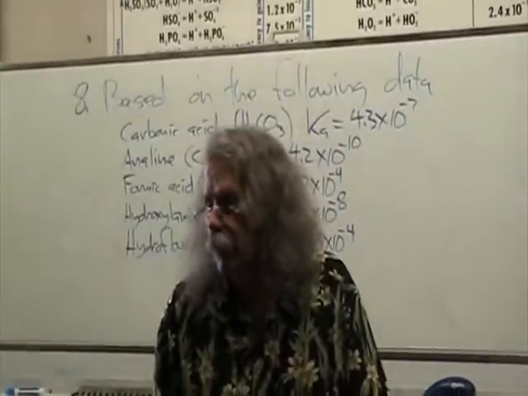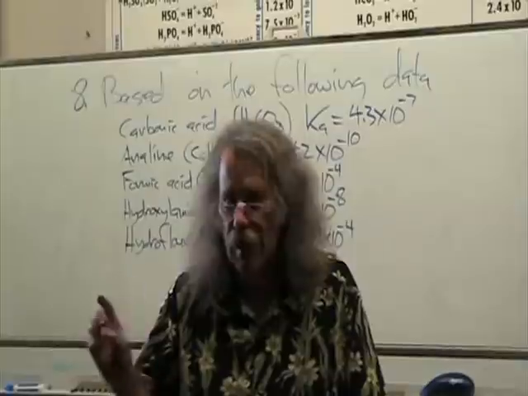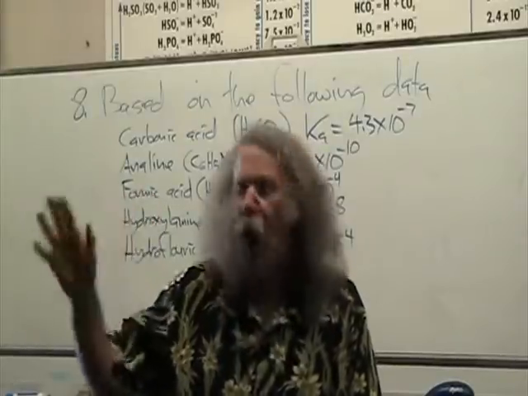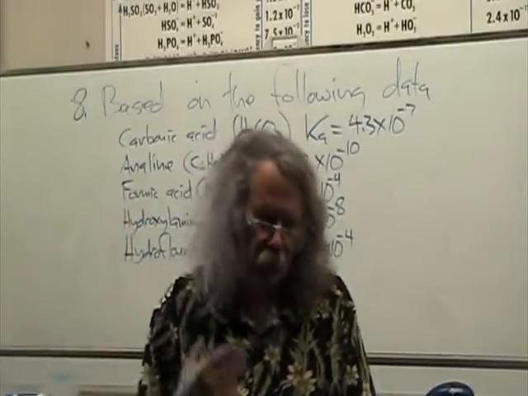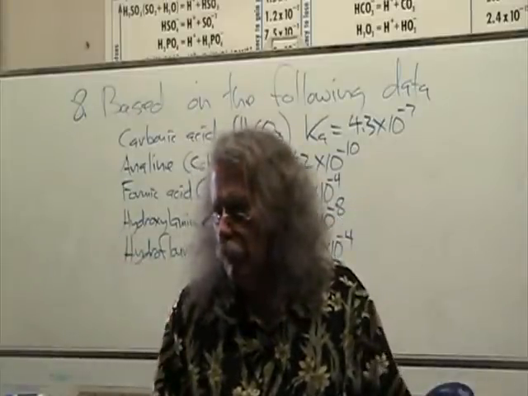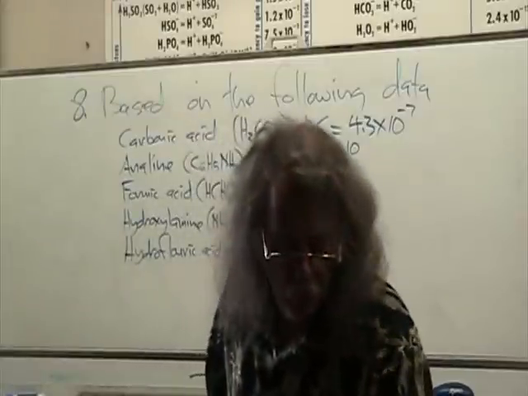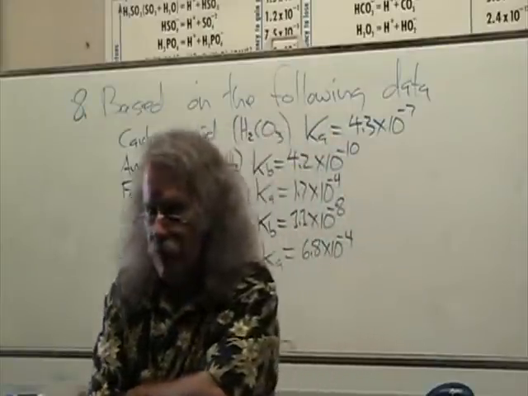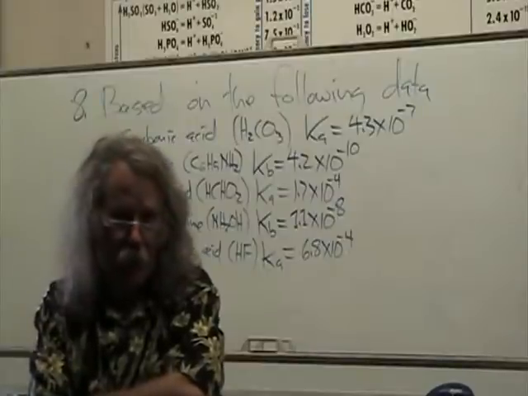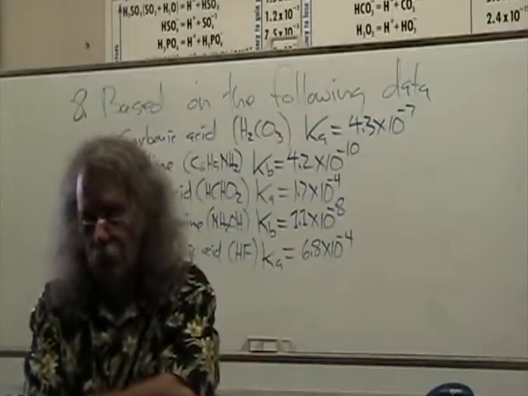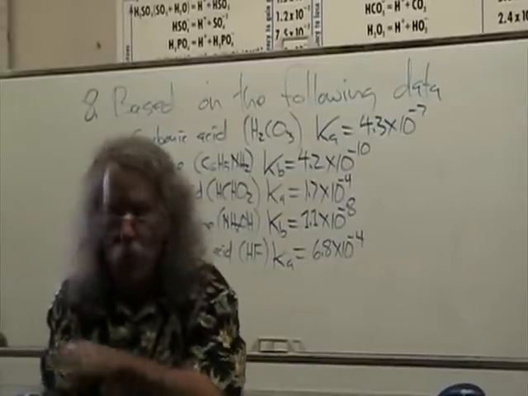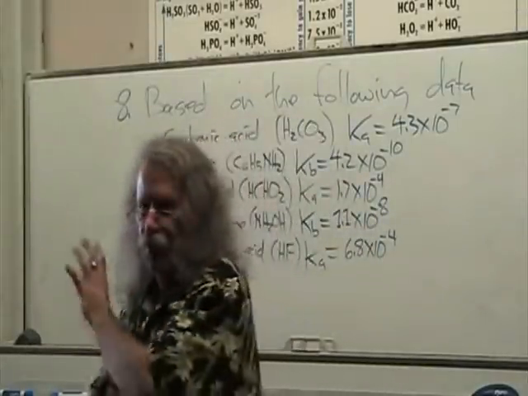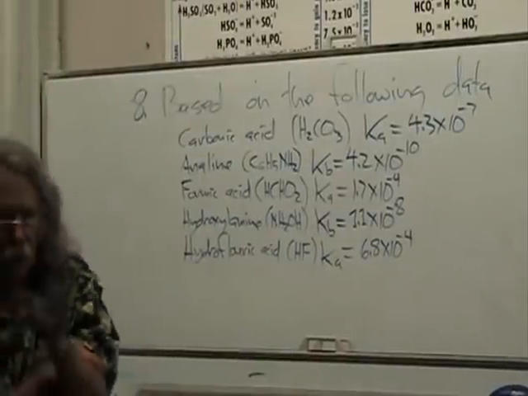I'm not asking you for the exact pH, because that question would take a lot of time, and we'd have to write computer programs to solve that. That's not something trivial. But we can answer it qualitatively. I'm interested in whether it's going to be acidic, basic, or neutral. So I'm going to propose a bunch of salts, A, B, C, D, and E, and ask: is the salt going to be acidic, basic, or neutral?